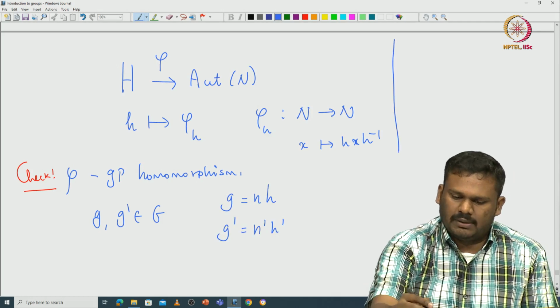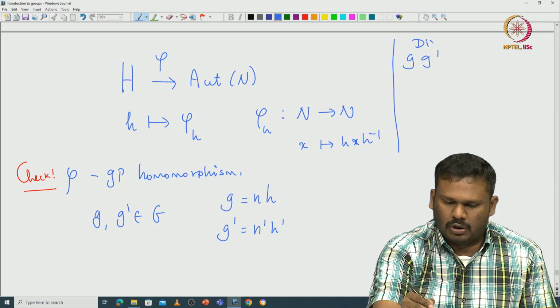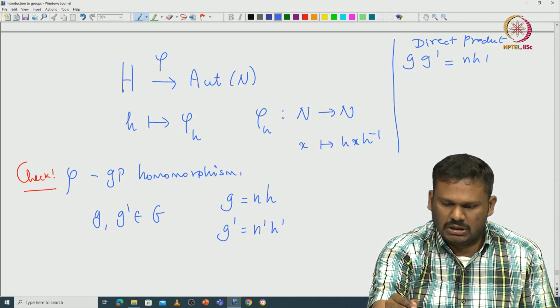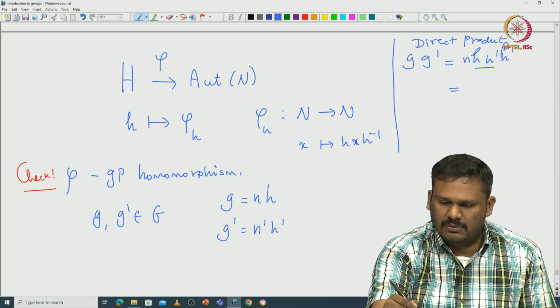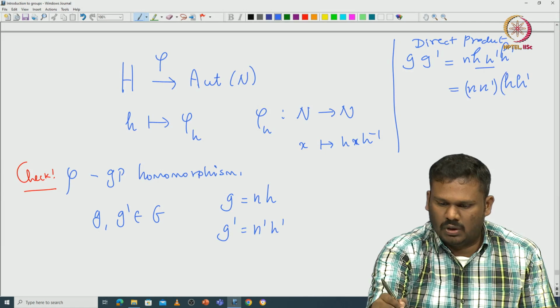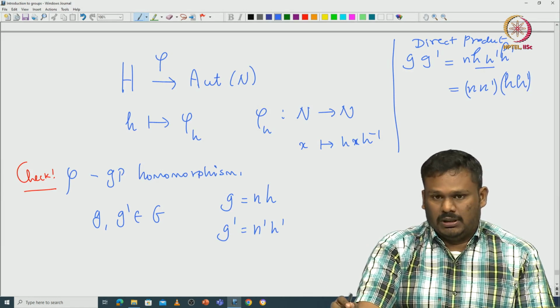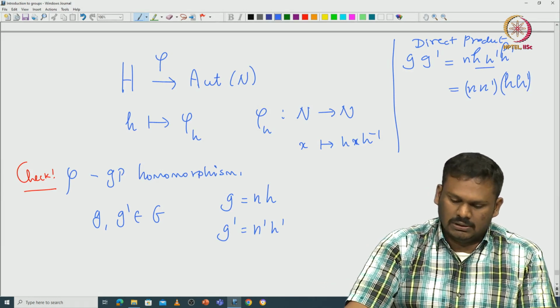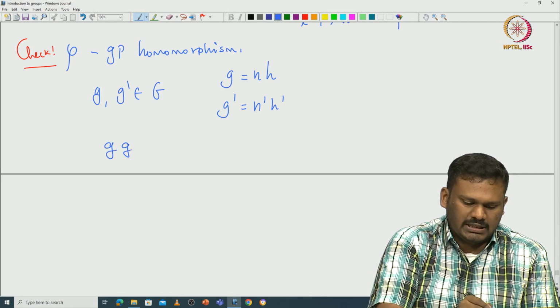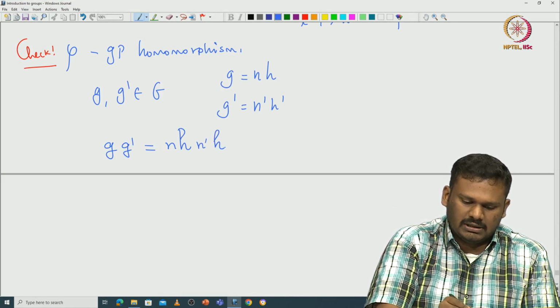So in the direct product, what happens if you take the product G G dash? This is going to be NH N dash H dash, but these two things will actually commute, so this will be exactly N N dash H H dash. This is what will happen in the direct product, but that is not going to happen in the semi-direct product, because one is normal and the other one is not normal. So closely look at what happens to G G dash. It is going to be exactly N H N dash H dash.